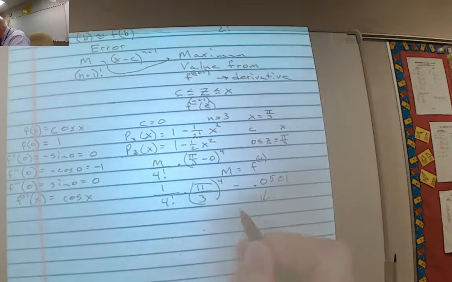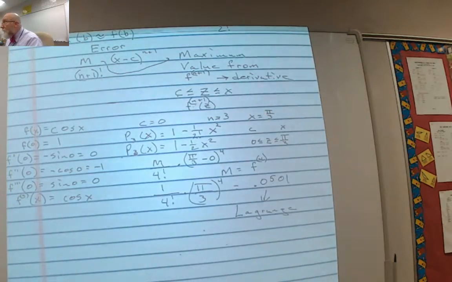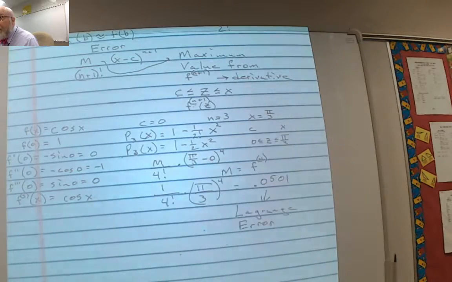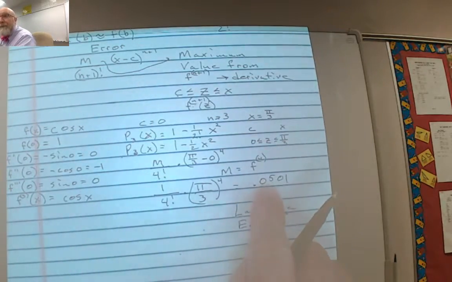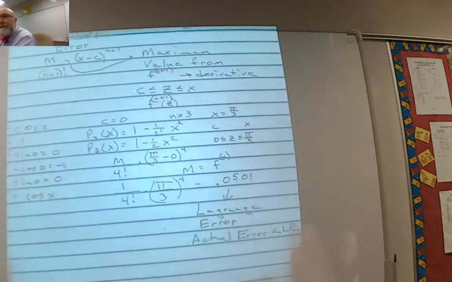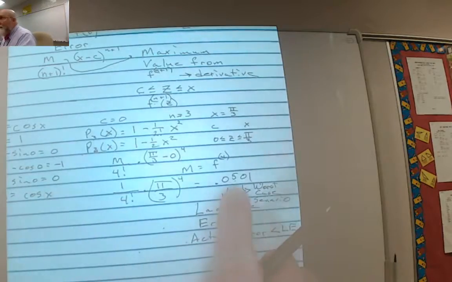This right here is my Lagrange error. So that's just how far away your estimate is from the real answer? Correct. Now, sometimes you can actually figure out the exact error, which we can in this case. But usually the actual error is less than the Lagrange error. So this is what's called a worst case scenario, which, that's not too bad, is it?